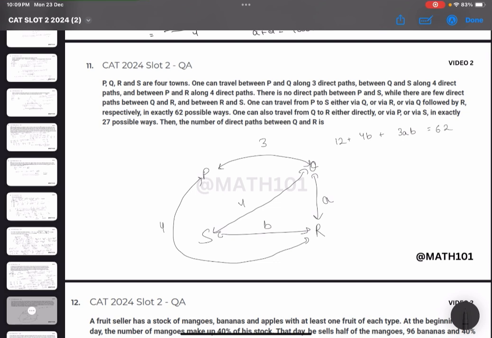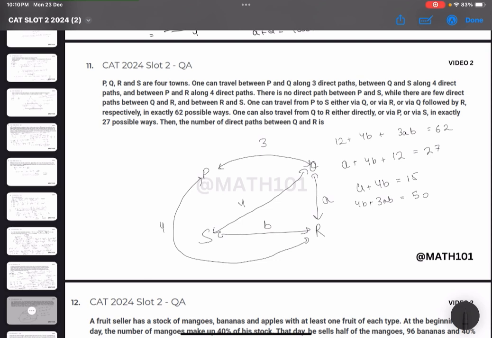One can also travel from Q to R either directly or via P or via S. So Q to R directly is A, plus via S is 4B, plus via P is 3 into 4, 12, 27. So solving, we get A plus 4B equals 15, and 4B plus 3AB equals 50.